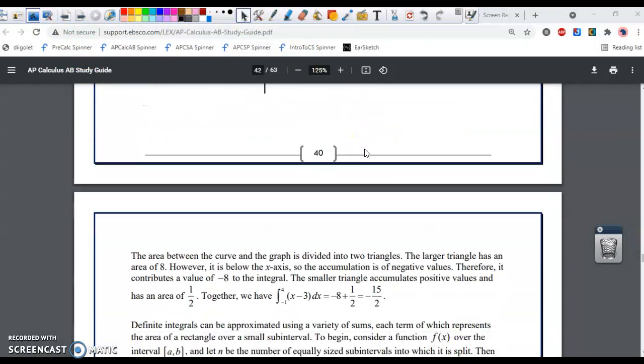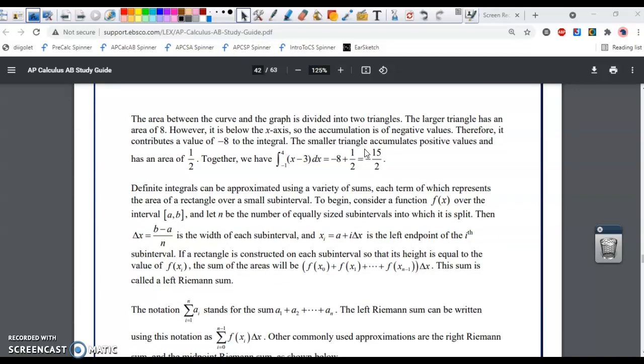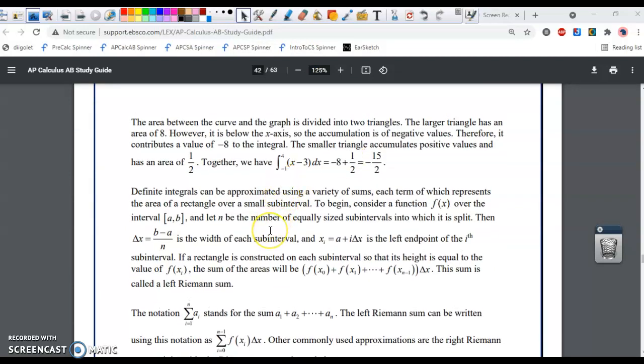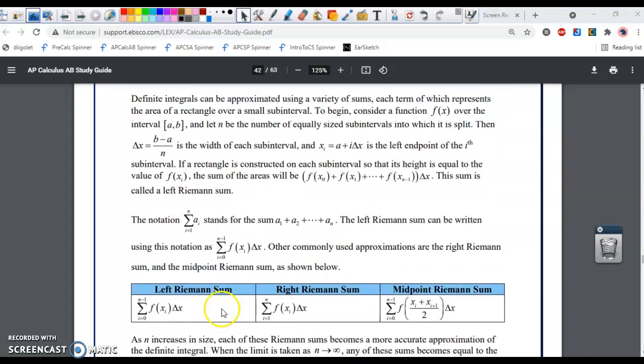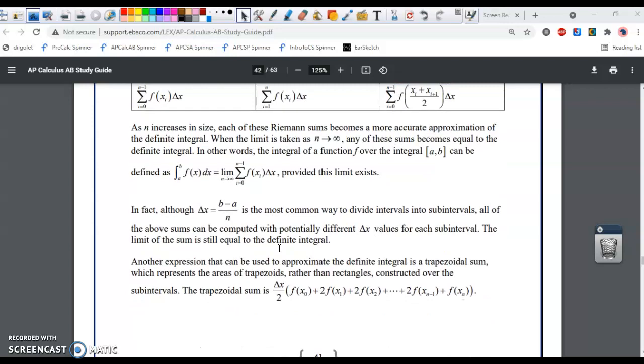Okay, so sometimes pictures come in really handy. All right, with Riemann sums, they give you a little summary down here of left Riemann sum, right Riemann sum, and midpoint Riemann sum. But just remember that all that means is you're trying to add up bases times heights for rectangles, right? To get areas of rectangles, and you're trying to add them all together.